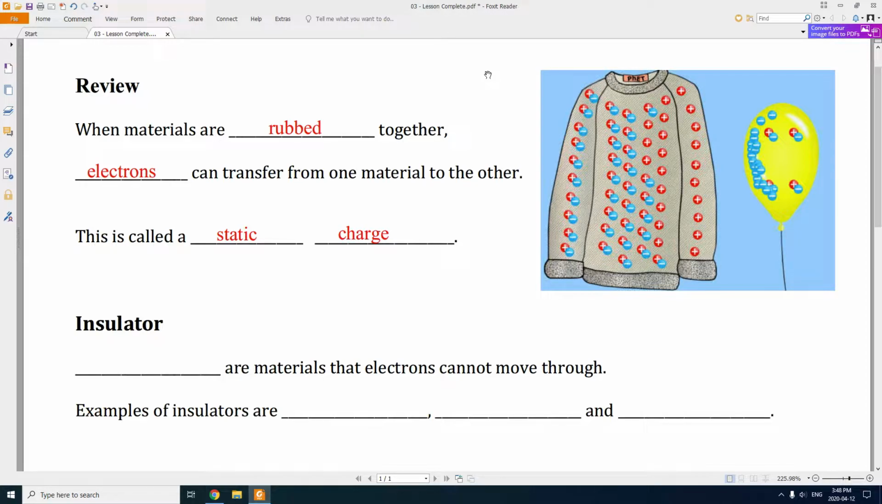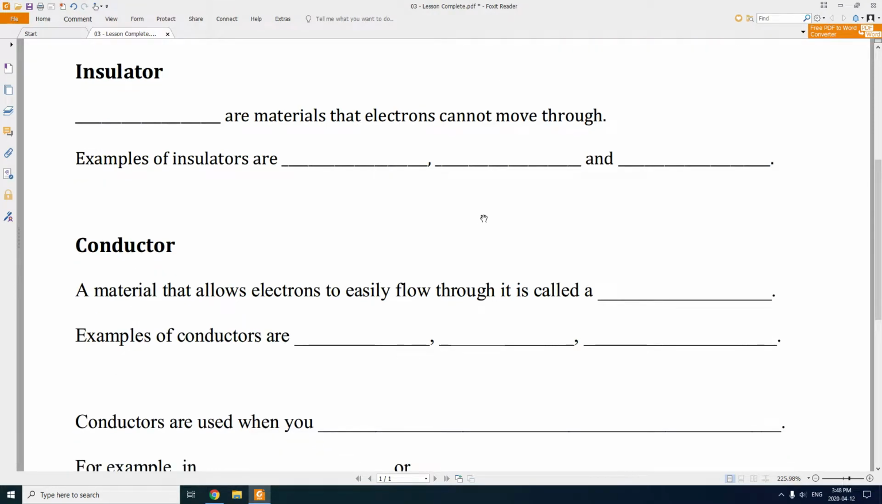All right, so the new thing for today's lesson is we're going to talk about two different types of materials. We can put materials into two different categories. We call them either insulators or conductors. First one are insulators. Insulators are materials that electrons cannot move through. So the electrons are on that material and they just stay there. They can't move through it. They don't even spread out on it. They'll just stay wherever they were formed. Examples of insulators are rubber, like our balloon, glass, wood.